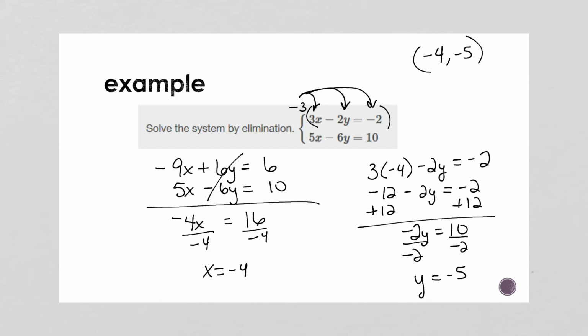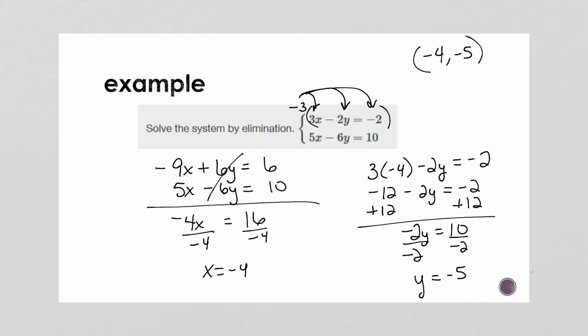Again, even if all you do is grab your calculator, do the math on your calculator. So here's what I'm typing into the calculator. 3 times -4 minus 2 times -5, and then I hit enter, and I'm hoping to get this number right here, okay? And I did on my calculator.